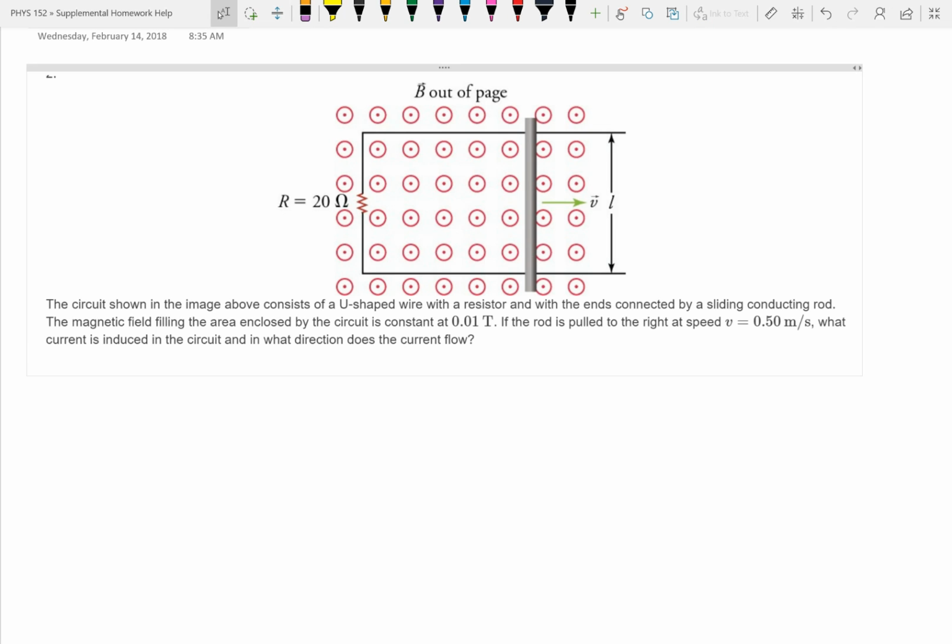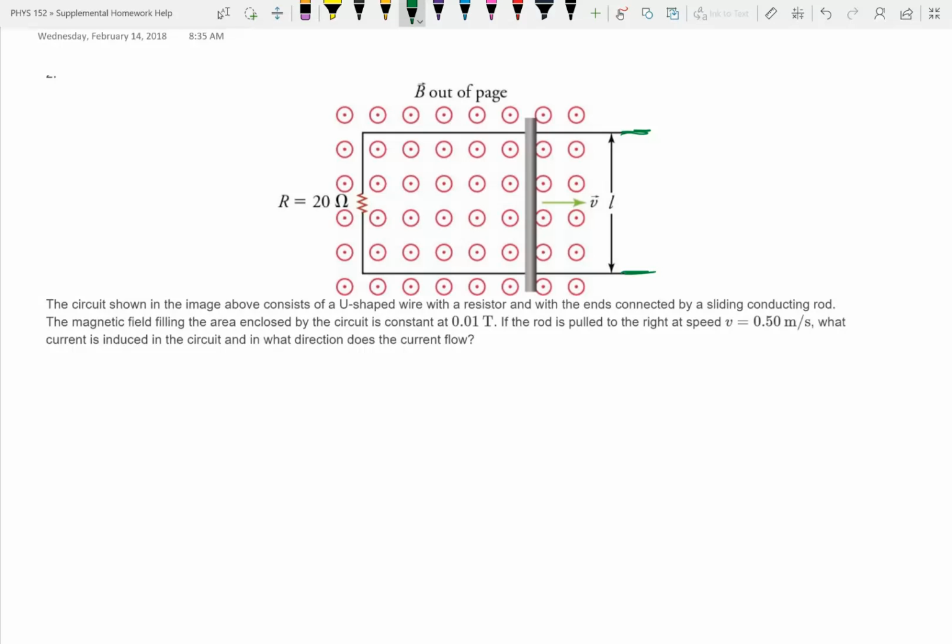Okay. So the circuit shown in the image above consists of a U-shaped wire, open on this side, coming around with a resistance of 20 ohms, with the ends connected by a sliding conducting rod. The magnetic field filling the area enclosed by the circuit is a constant 0.01 teslas, and notice the direction of the magnetic field. If the rod is pulled to the right at a speed of 1/2 meter per second, what current is induced?